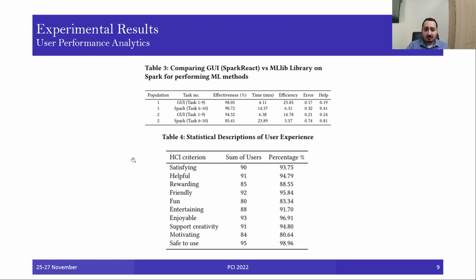And lastly, we have the statistical descriptions of user experience. We have the human-computer interaction criteria based on the literature. We have the sum of users and the percentage. So 90 users out of 96 find it satisfying, 91 find it helpful, 85 rewarding, 92 friendly, 80 find it fun, 88 find it entertaining, 93 enjoyable, 91 that it supports creativity, 84 motivating, and 95 out of 96 find it safe to use.